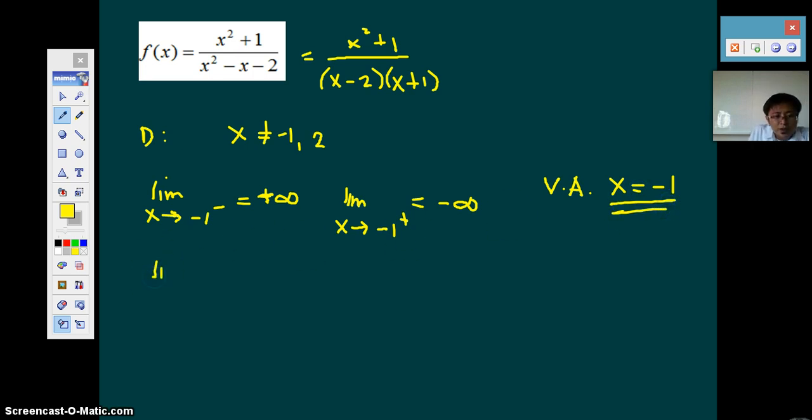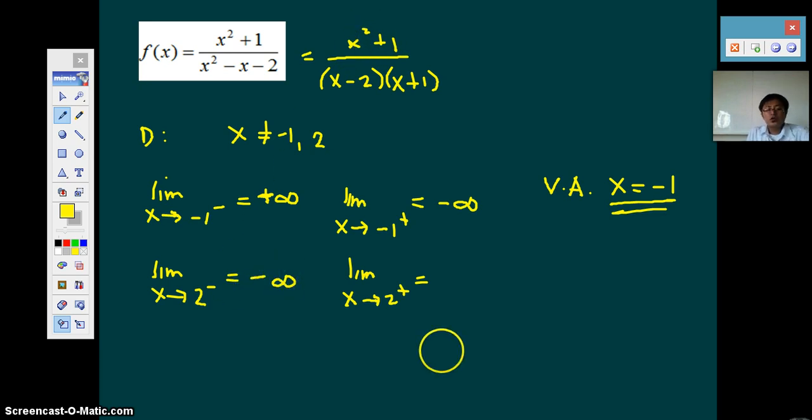Okay, now let's have the left hand and the right hand limit as we approach the other restriction to the domain, 2. So x approaches 2 from the left, and x approaches 2 from the right. Now 2 from the left will make this a negative infinitesimal. This is positive. The numerator is 2 squared plus 1, 5. That's a positive. Therefore, this is a negative infinity. 2 from the right will obviously make this a positive infinitesimal. Then positive, positive. The numerator is also 5, positive. So positive over positive is positive infinity. Again, we have infinities as our limits. Therefore, we have another vertical asymptote at x equals 2. So we have 2 vertical asymptotes.